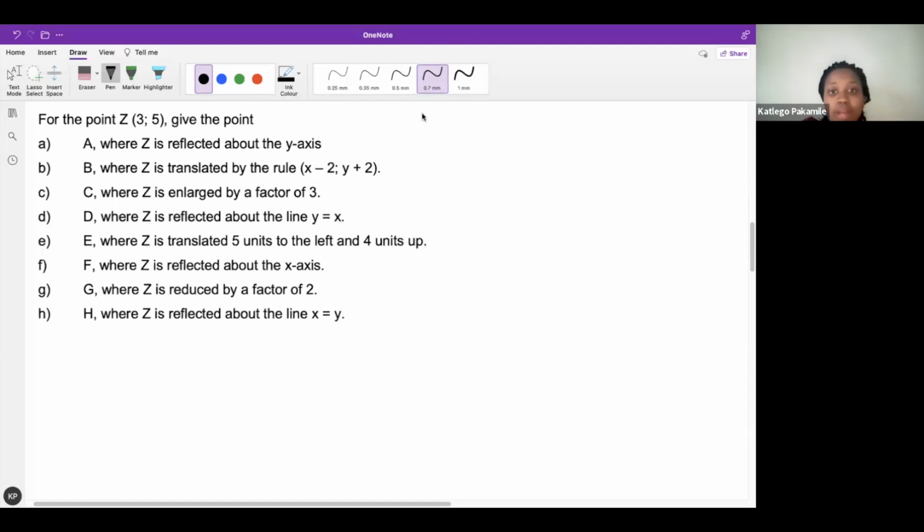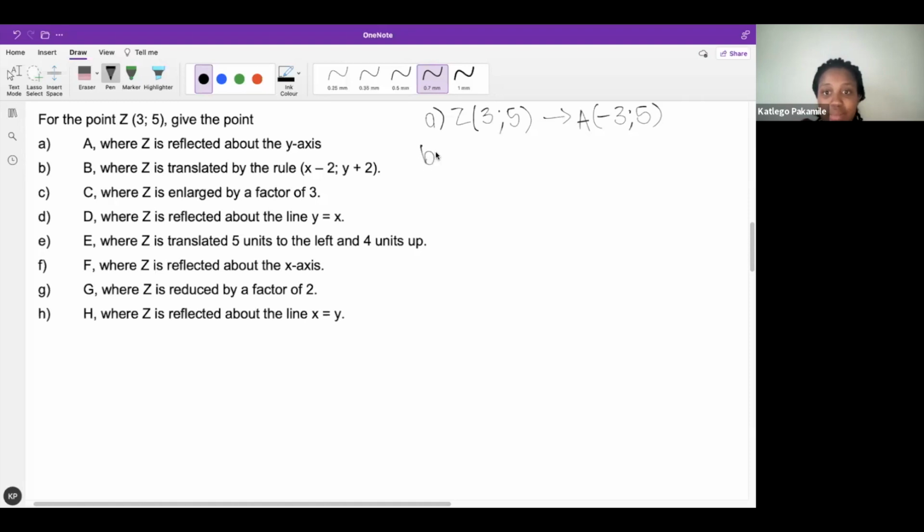So first one, number A says you need to reflect Z on the y-axis. Remind me again, what happens to the coordinates when you reflect on the y-axis? Which sign changes? Nice, the x coordinate changes. Nice, guys. So then your new point, which they told us to call A, will be -3 and 5.